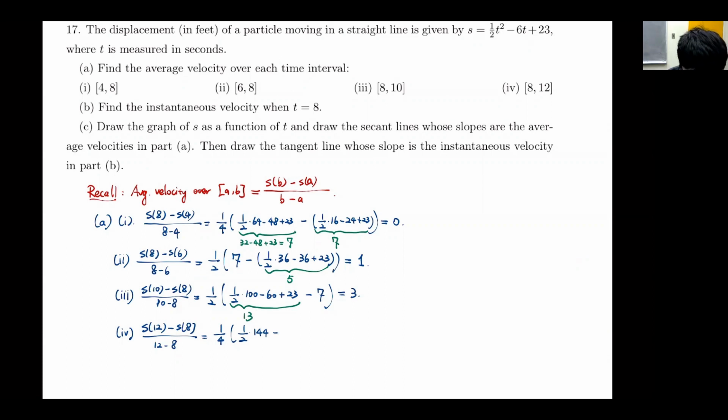Then it will be 6 times 12. 6 times 12 is precisely 72, so the first two terms cancel out. What remains is just the last one, 23. So s(12) is precisely 23. And we know s(8) is 7. So that will be 23 minus 7 divided by 4. That is 16 divided by 4, and the answer is 4. Let me supplement the unit: the unit is feet per second for each one.